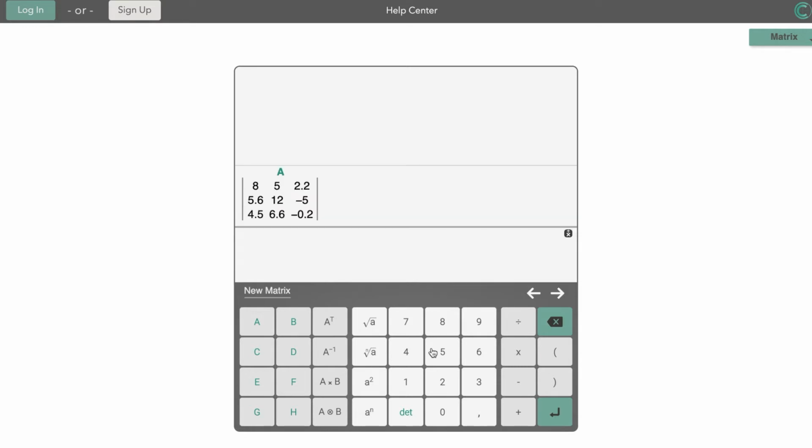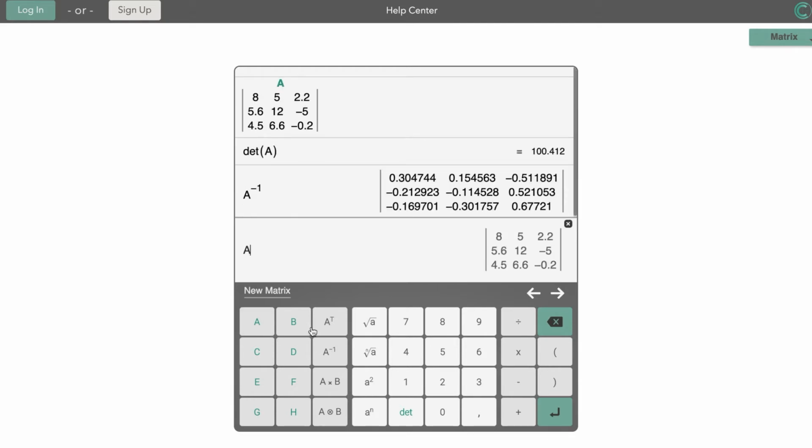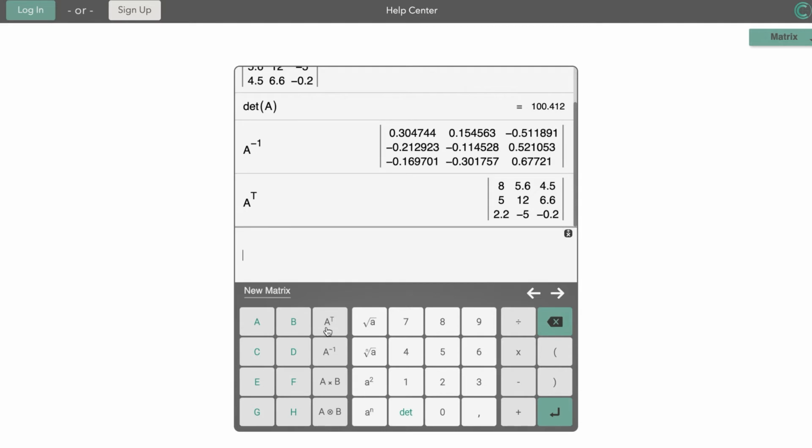Lastly, you send the matrix to the output and can now use the corresponding letter to do matrix math, such as taking the determinant of a matrix, taking the inverse of a matrix, transposing a matrix, and much more.